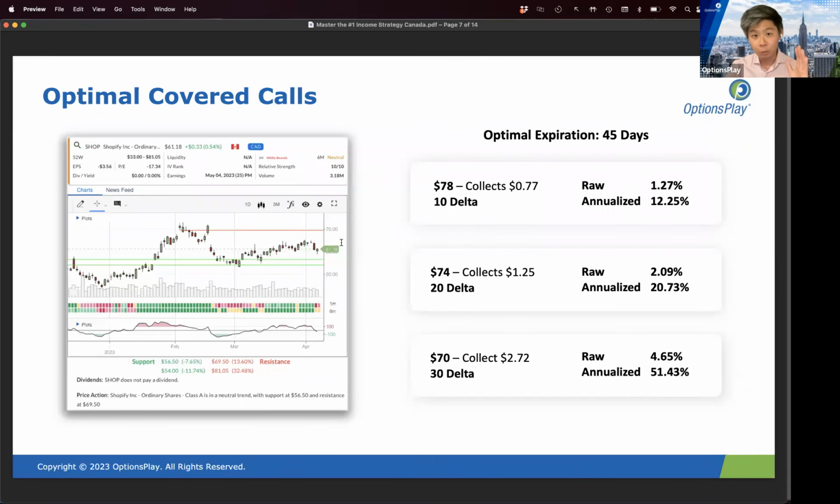I'm just picking a specific stock, right? It doesn't matter what the stock is. I'm using Shopify as an example. Shopify, at the time when I put together these slides earlier this week, was trading around $61. So I have a few different choices, and I'm going to make it easier for you. I'm going to tell you which expiration date is, based on our research, the optimal one to use. Let's just focus on the strike price, okay?